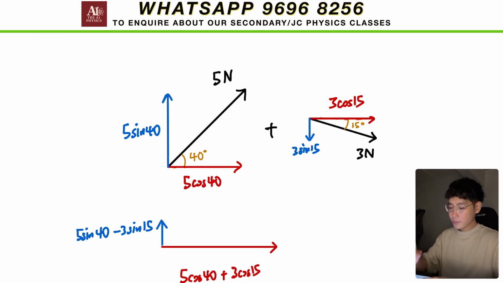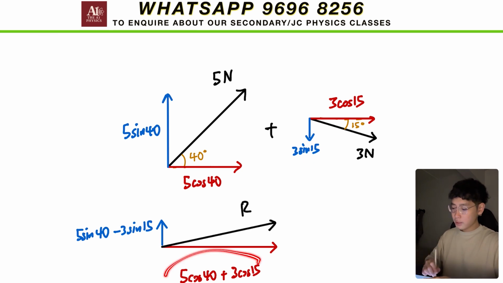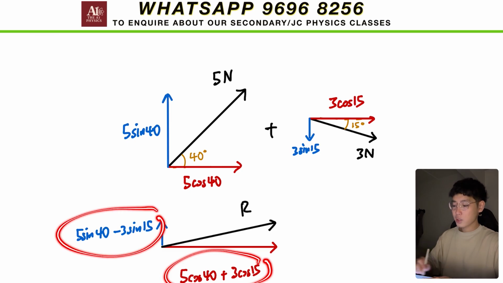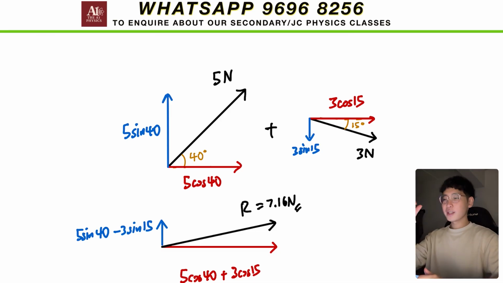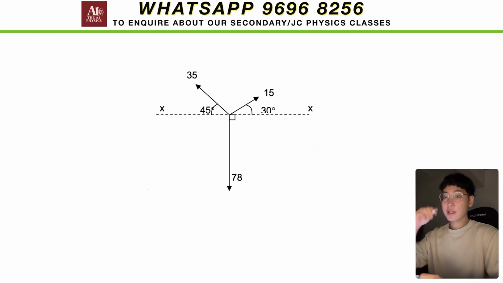And now we can use Pythagoras' theorem to find the value of this resultant force over here. This resultant force will just be this squared plus this squared equals r squared. And now we can calculate r to be 7.16 newtons. So that's really the beauty of resolving forces into horizontal and vertical components. Right, so let's do one more exercise over here.